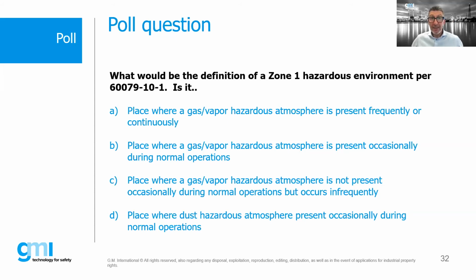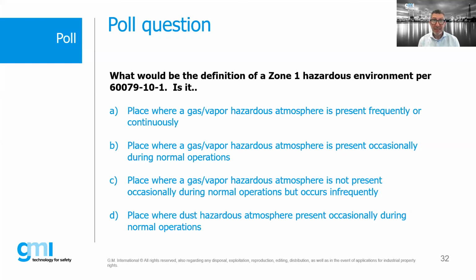We could say there are three zones under this scheme: zone 0, zone 1, and zone 2. But we have four answers. One of them, I will tell you right now, is not the answer, and nobody has answered it. It's D, because the question was zone one, and zone one only applies to gases and vapors. I didn't realize that. You're right, that's dust. That would be zone 21. So it's one of those three.